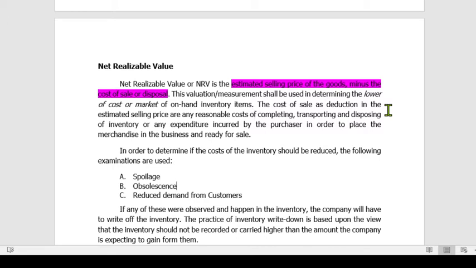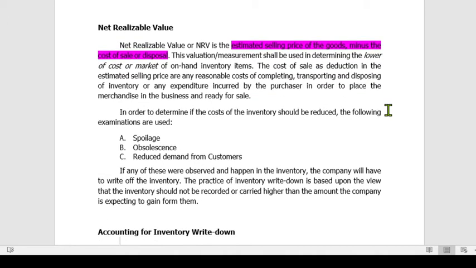So, bakit natin ina-identify ito? It's because of the concept of spoilage, obsolescence, and reduced demand from customers. Pwede kasi na yung inventory na nakareflect sa financial statement, pwedeng spoiled na yan, pwedeng sira na yung ibang items dyan, pwedeng obsolete or hindi na siya viable in the market, pwedeng mababa na ang demand compared to when it was introduced in the introduction phase of the product. If any of these were observed and happen in the inventory, the company will have to write off the inventory.